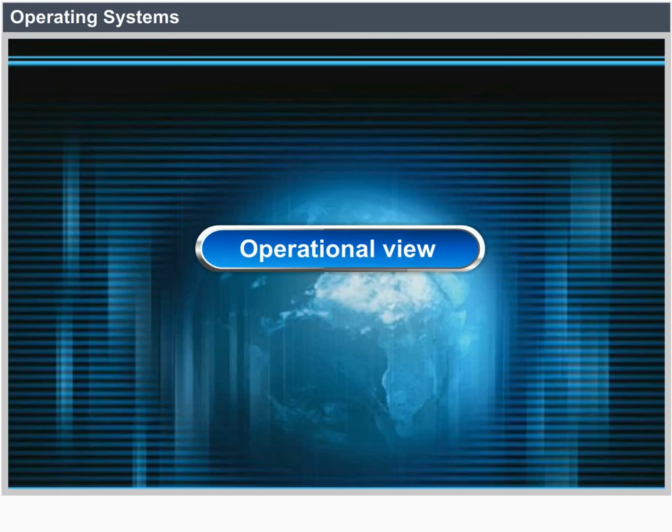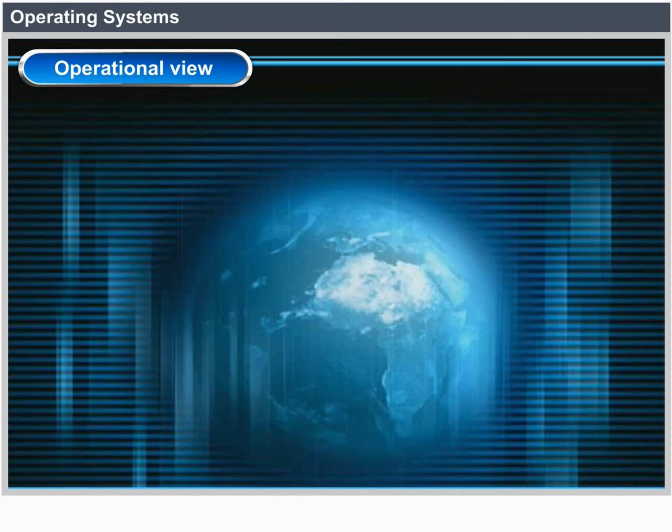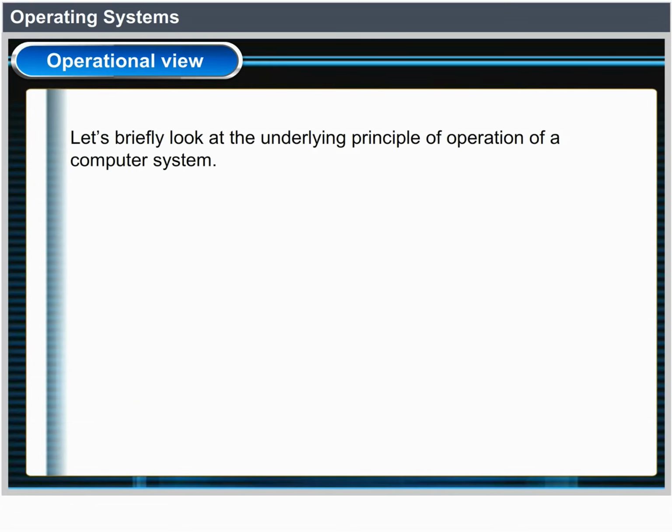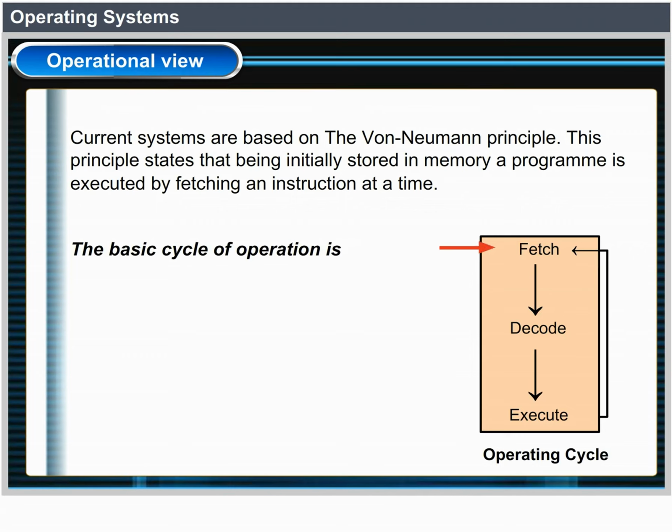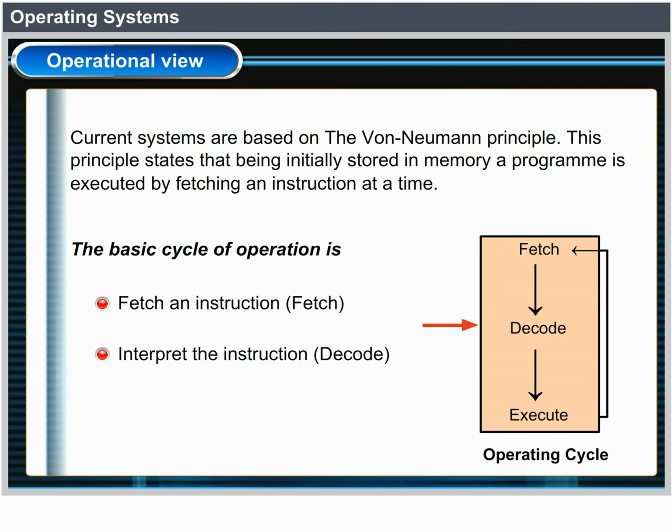Operational view. Let's briefly look at the underlying principle of operation of a computer system. Current systems are based on the von Neumann principle. This principle states that a program is initially stored in memory and executed by fetching an instruction at a time. The basic cycle of operation is: fetch an instruction, fetch; interpret the instruction, decode; execute the instruction, execute.